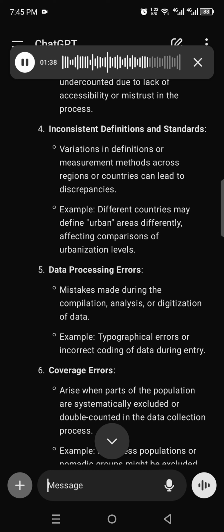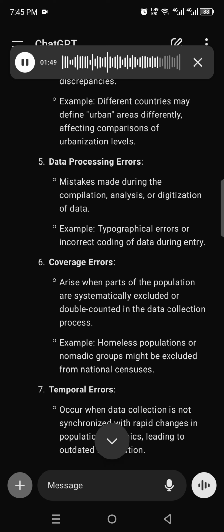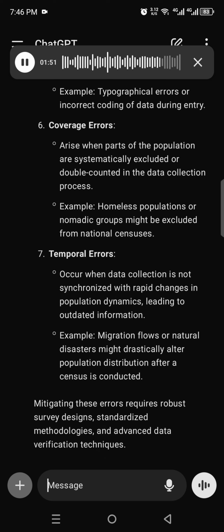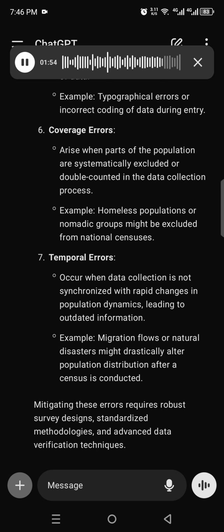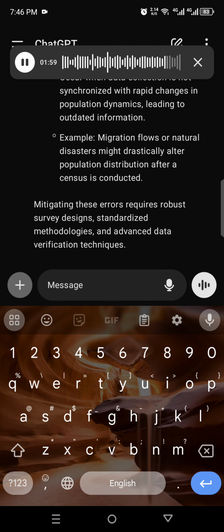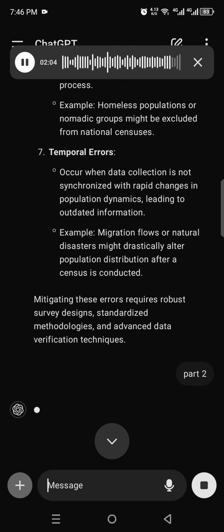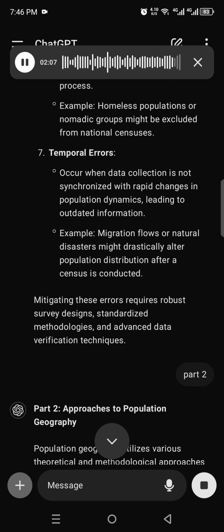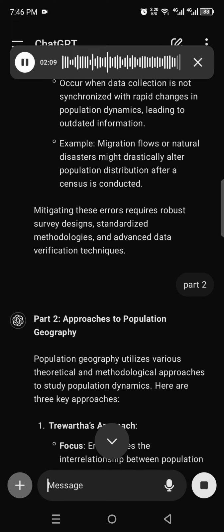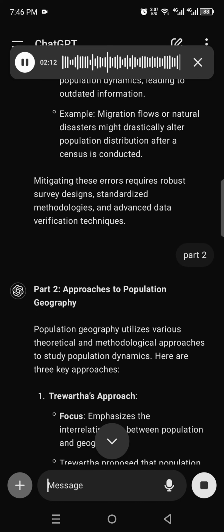6. Coverage errors. Arise when parts of the population are systematically excluded or double counted in the data collection process. Example, homeless populations or nomadic groups might be excluded from national censuses. 7. Temporal errors. Occur when data collection is not synchronized with rapid changes in population dynamics, leading to outdated information. Example, migration flows or natural disasters might drastically alter population distribution after a census is conducted. Mitigating these errors requires robust survey designs, standardized methodologies, and advanced data verification techniques.